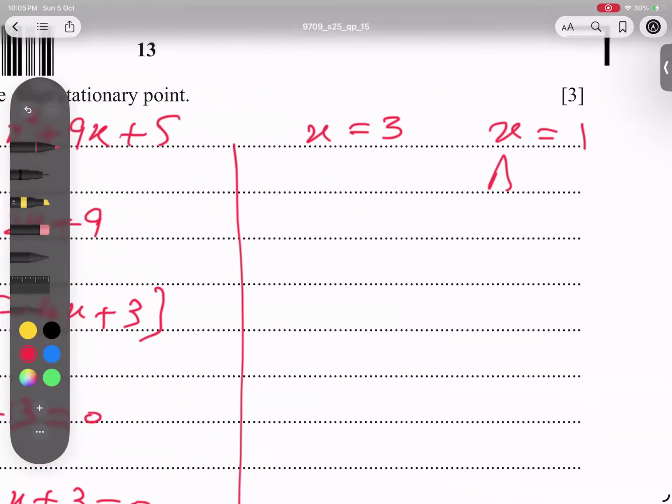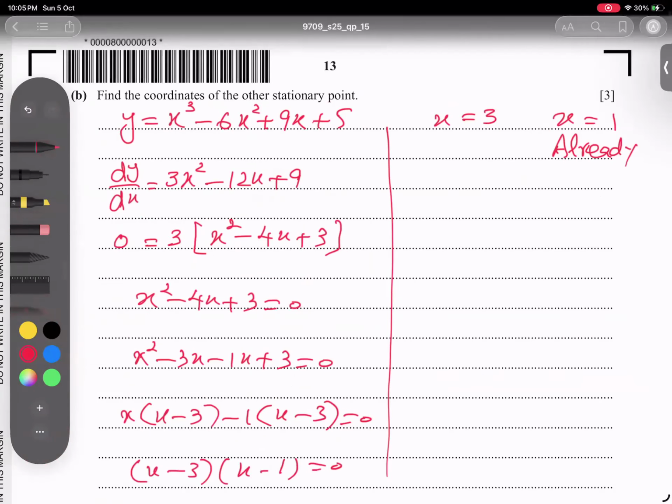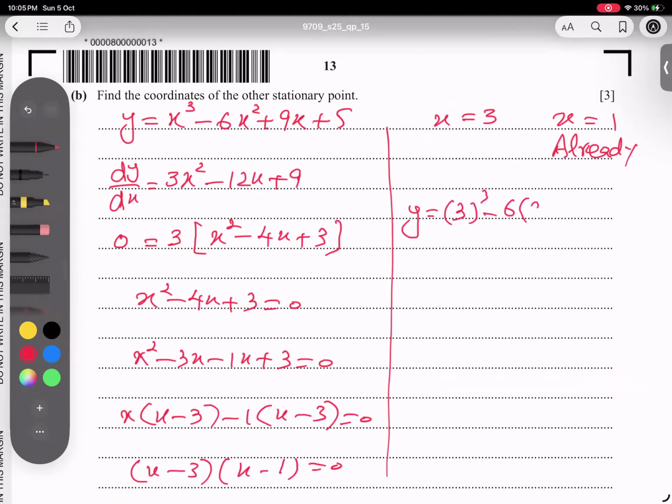So with this we have already. This is my x value, but how to get the coordinates? He said coordinates. So I will plug this into the equation to get a y value. So 3 to the power 3, minus 6 times 3 squared, plus 9 times 3, and plus 5. Now I'm just typing in the calculator. I get 27 minus 6 times 9, plus 27, and plus 5. The answer turns out to be 5.